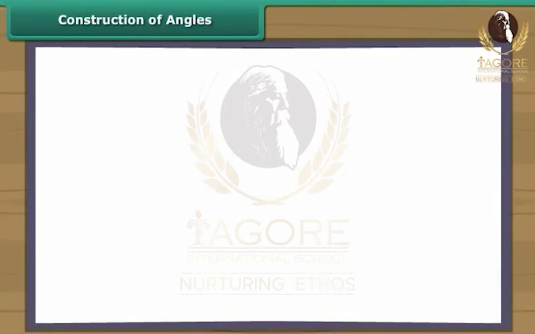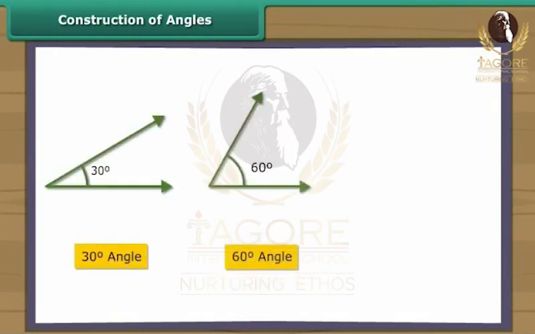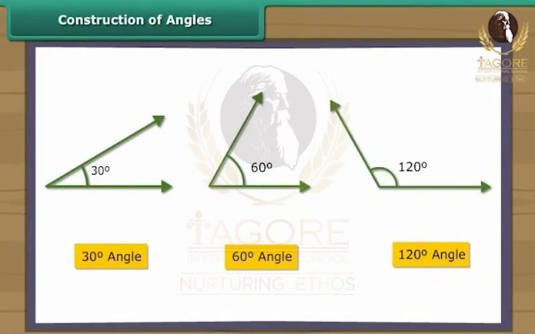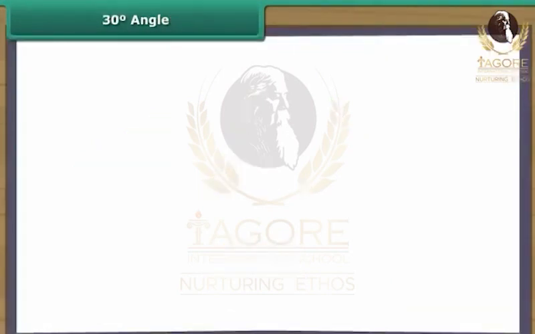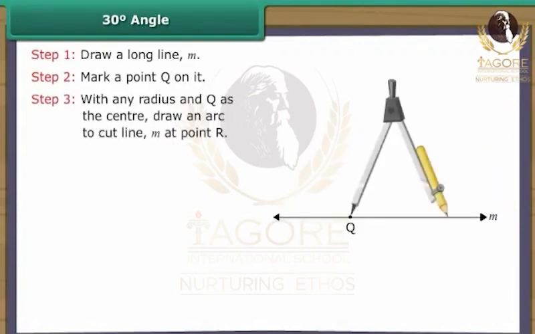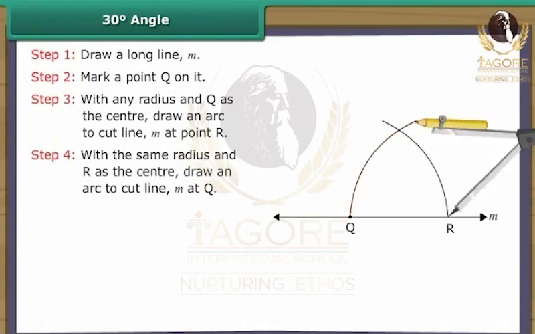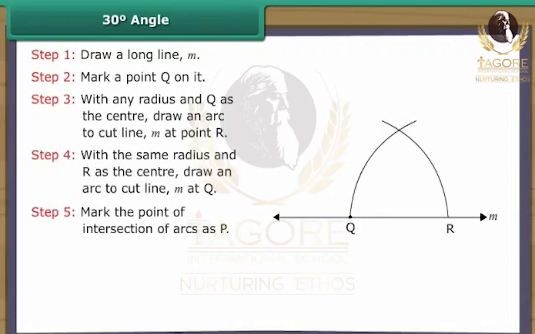Construction of angles. Let us now construct some special angles one by one. 30-degree angle, 60-degree angle, 120-degree angle. Construction of 30-degree angle. Draw a long line M. Mark a point Q on it. With any radius and Q as the center, draw an arc to cut line M at point R. With the same radius and R as the center, draw an arc to cut the first arc. Mark the point of intersection of arcs as P.